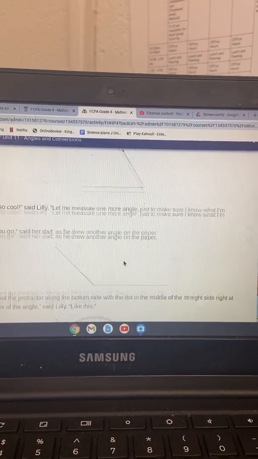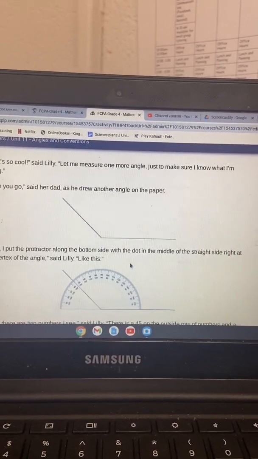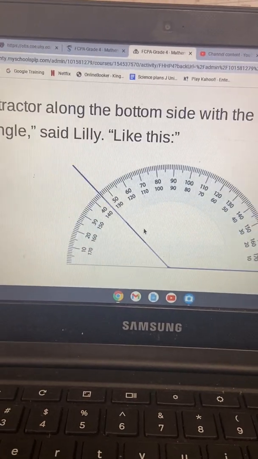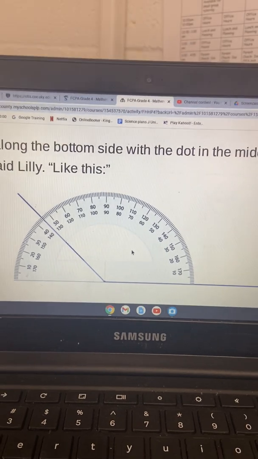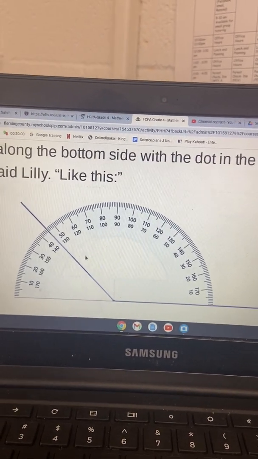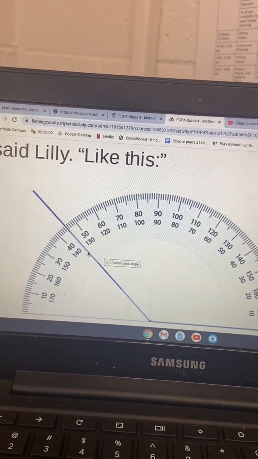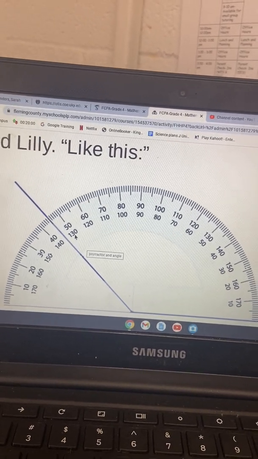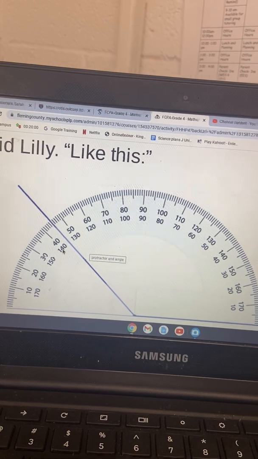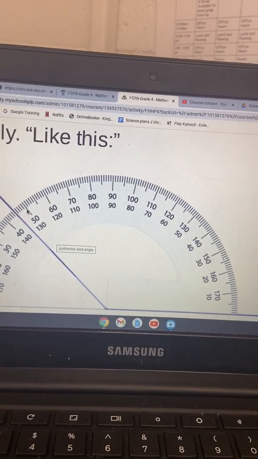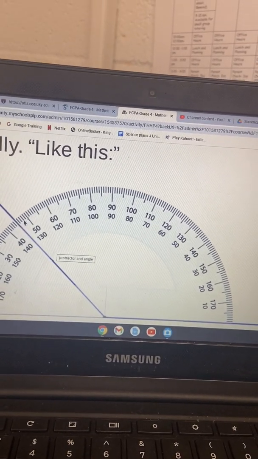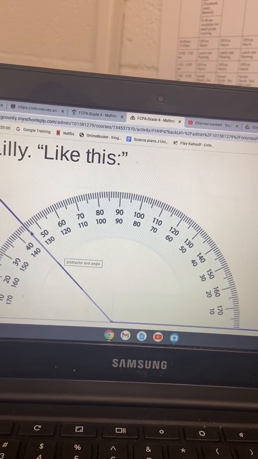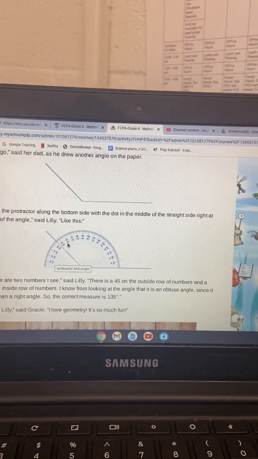So you can draw angles based on side measure or on angle measure. But here's one that we can look at. We know this is an obtuse angle. It is greater than 90 degrees. So I am going to be looking at my larger numbers for this one. It looks like it is exactly halfway between 130 and 140. So if I counted that, it'd be 131, 132, 133, 134. This angle is 135 degrees.